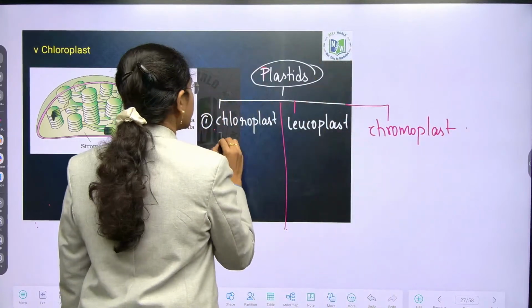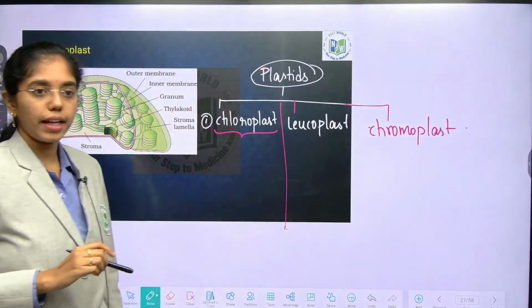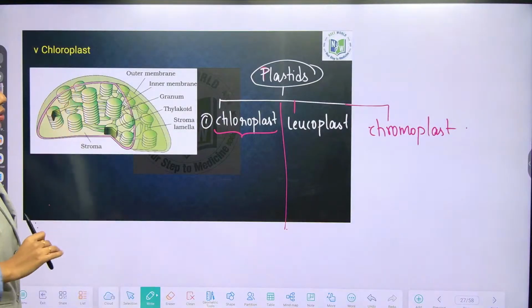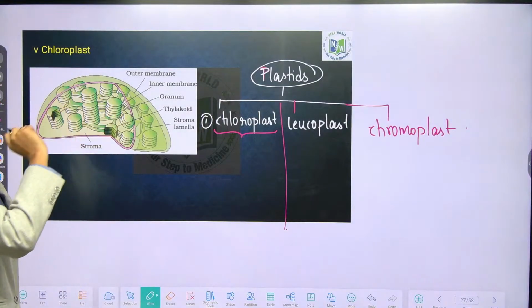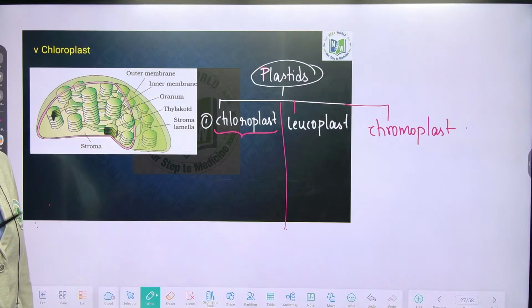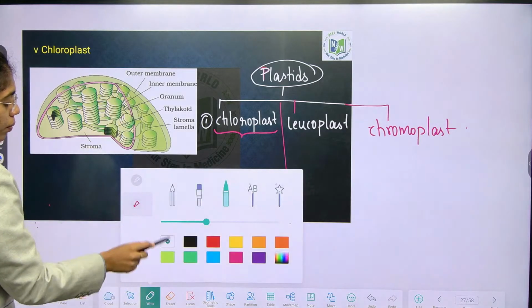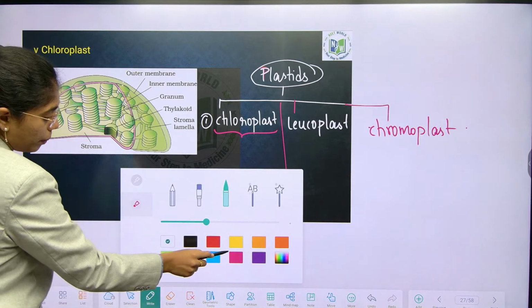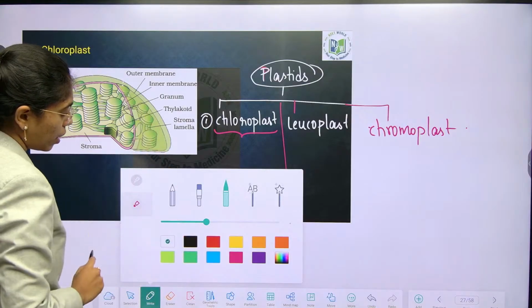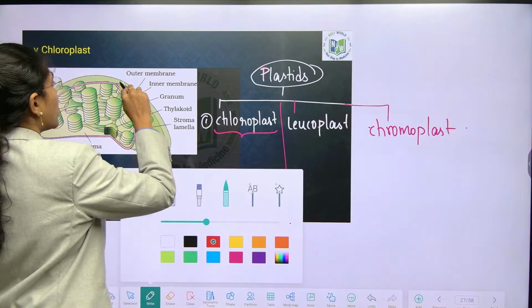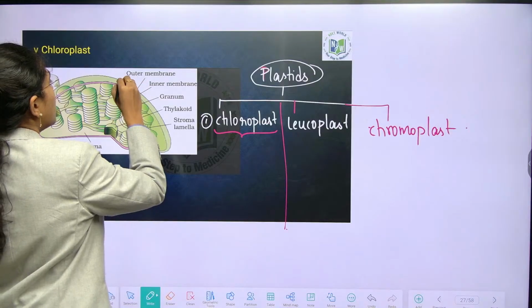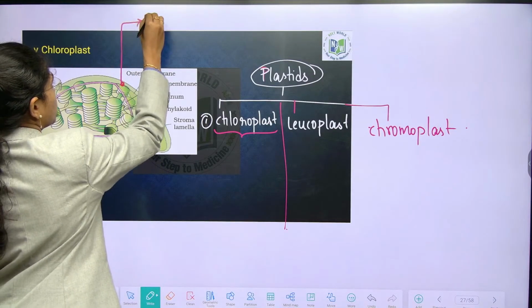We will learn the structure and function of chloroplast in detail first. Look at the structure. It is also having 2 membranes. Outer membrane is permeable, inner membrane is selectively permeable. In between the outer plastid membrane and the inner membrane, there is some space which is called periplastidial space.